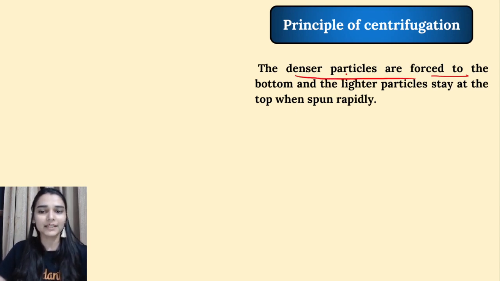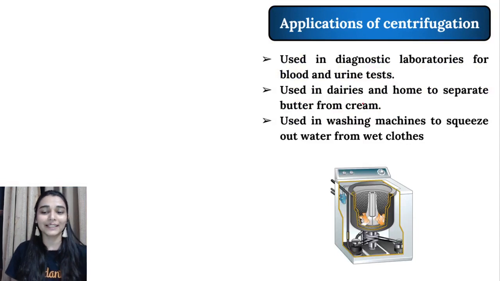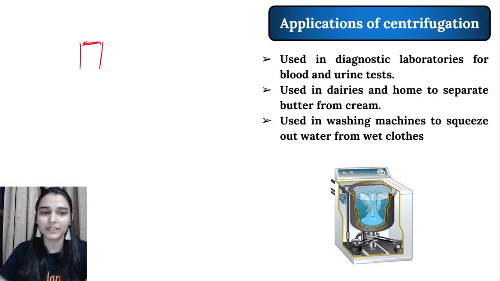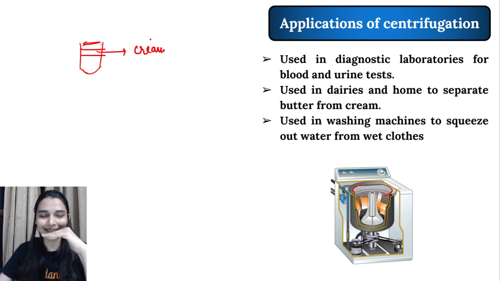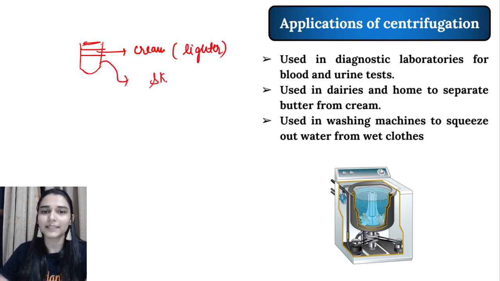The denser particles are forced to the bottom. Yes, denser means the heavier ones. And the lighter particles stay at the top when spun rapidly. So this is how, when you continuously rotate milk for some time, what happens? Cream always floats, right? Butter always comes on the top layer because that is lighter, that is less dense. And the milk which is free from the cream, you call it skimmed milk.